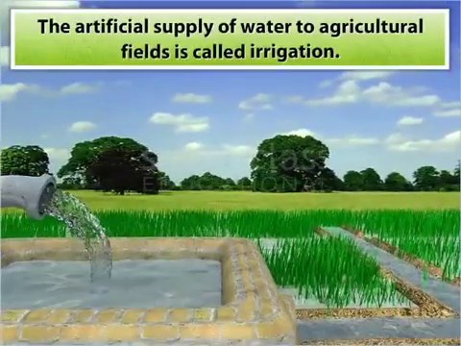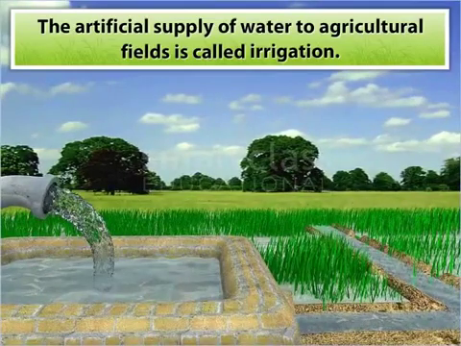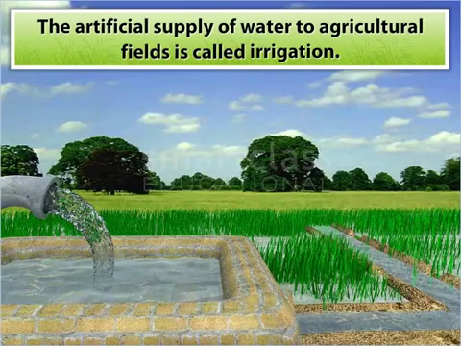The artificial supply of water to agricultural fields is called irrigation. Irrigation can be done using different methods. Before learning about these methods, let us find out how irrigation is important for crop production.